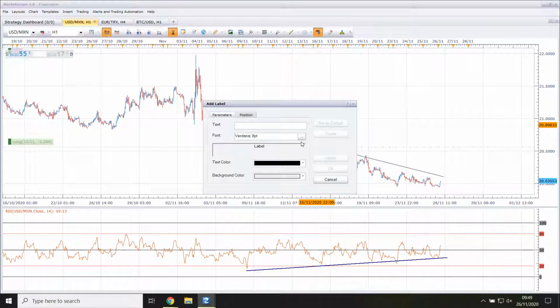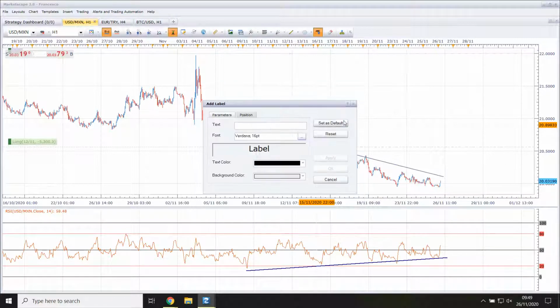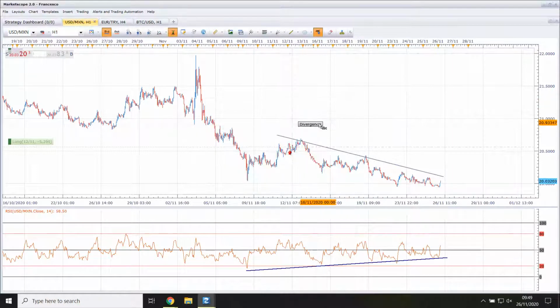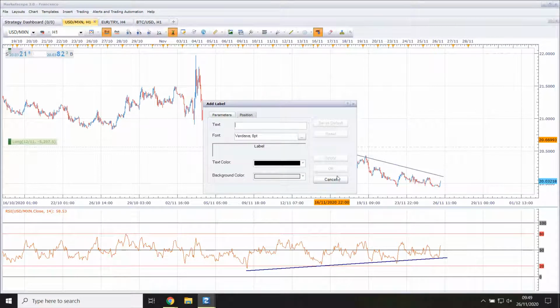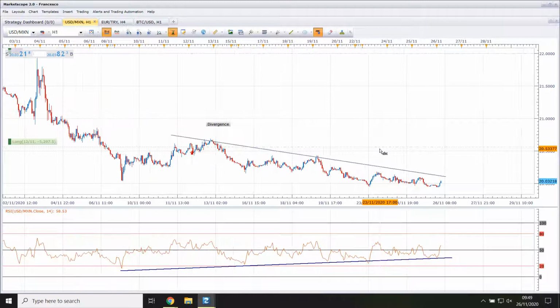Actually, I think we can make it a little bit bigger, can't we? Yeah, we can. So let's make it a little bigger so we can see that. All right. That's basically where we are. Just trying to keep things sweet. Any questions, just let me know your thoughts on that.